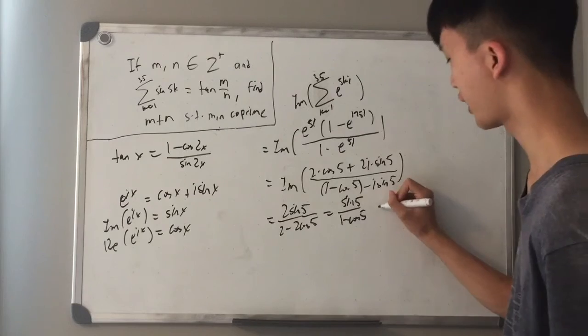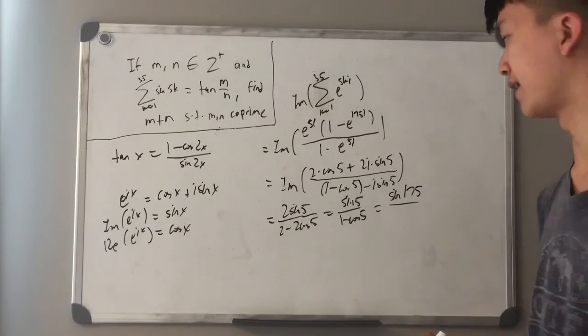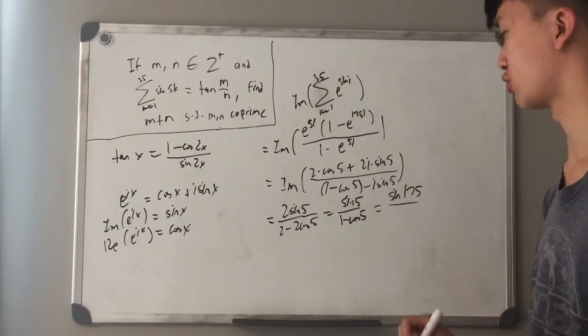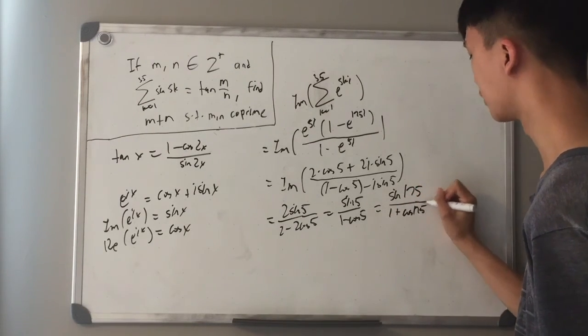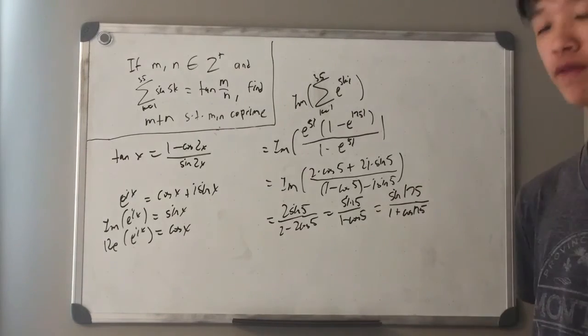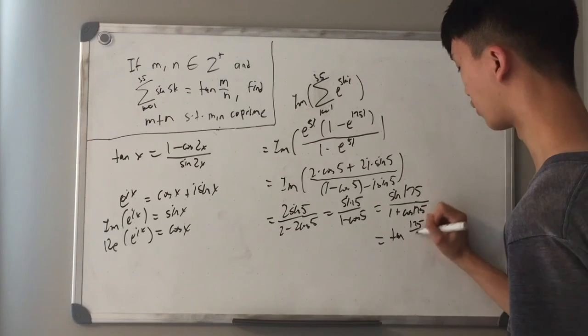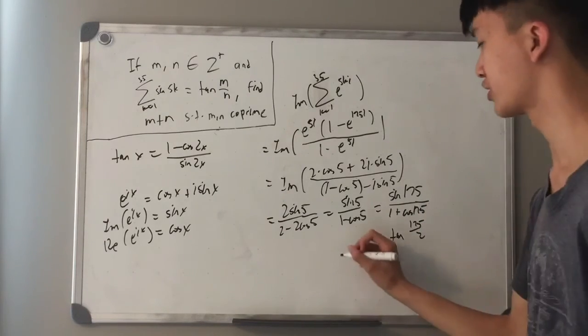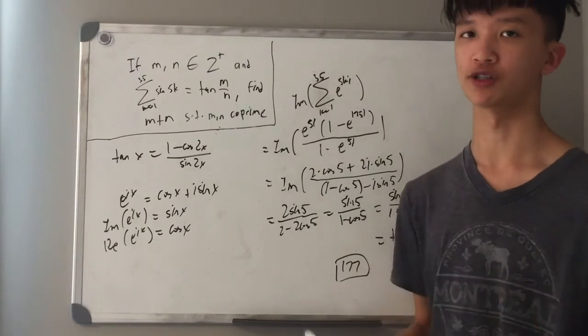And so now we can change the sine of 5 to the sine of 175, and the cosine of 5 to be equal to the negative cosine of 175. So we have the sine of 175 over 1 plus the cosine of 175. Now applying the tangent half angle formula, we get that this is equal to the tangent of 175 over 2. 175 plus 2 is equal to 177, and so we are also done.